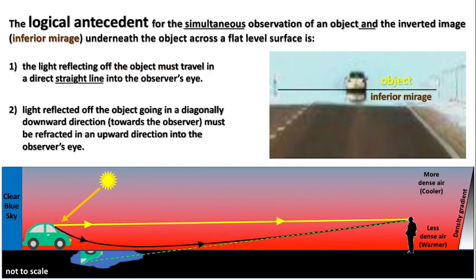The logical antecedent for the simultaneous observation of an object and the inverted image or inferior mirage underneath the object across a flat level surface is 1. The light reflecting off the object must travel a direct straight line into the observer's eye. 2. The light reflected off the object going in a diagonally downward direction towards the observer must be refracted in an upward direction into the observer's eye.